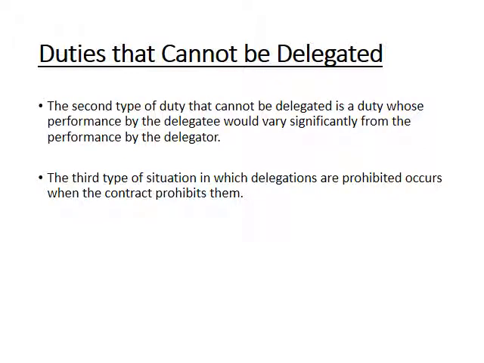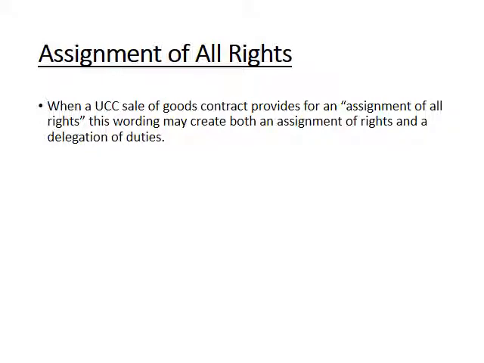Also, the second type of duty that cannot be delegated is a duty whose performance by the delegatee would vary significantly from the performance by the delegator. The third situation in which delegations are prohibited occurs when the contract prohibits them. When a UCC sale of goods contract provides for assignments of all rights, this wording may create both an assignment of rights and a delegation of duties.